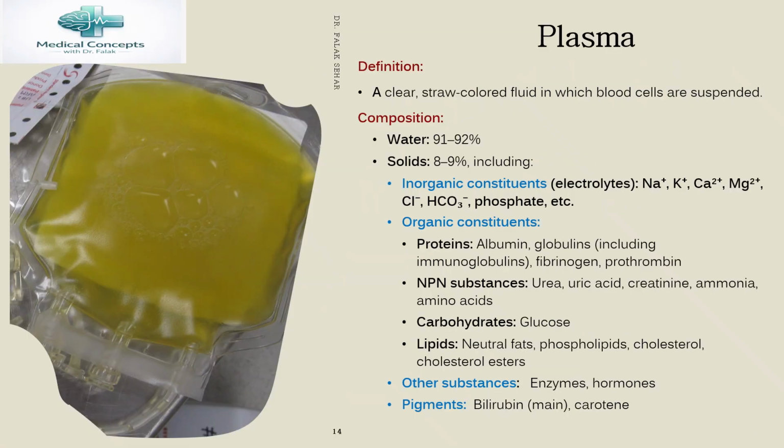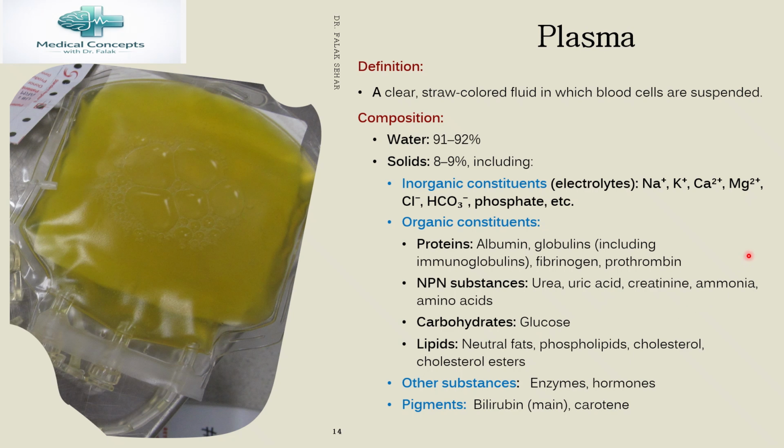Now coming to the plasma component, right? Up till now we have discussed the cellular component that include the red blood cells, the white blood cells, the different type of white blood cells and the platelet. Now coming to the plasma. Plasma is a clear, straw-colored fluid in which the blood cells are suspended. It's mostly composed of water, 91 to 92%, and remaining is the solid material.